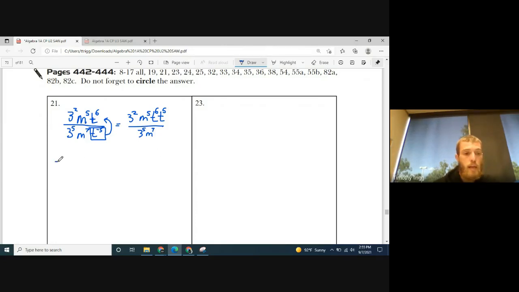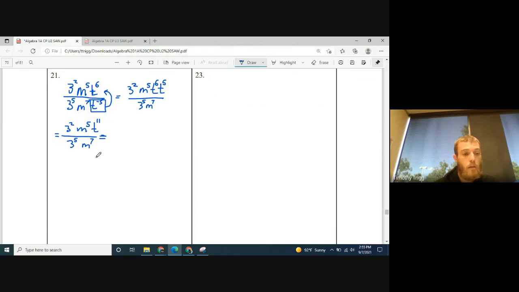Okay, so now I can combine those t's, right? So I've got 3 squared, m to the fifth, t, here they're multiplying, so we add those powers, t to the 11th, over 3 to the fifth, m to the seventh. Now, from where we're at, we could subtract those powers. So we have 3 squared on top, 3 to the fifth on bottom. Well, they would cancel each other, but you'd have 3 to the third on bottom, because you have more on bottom.